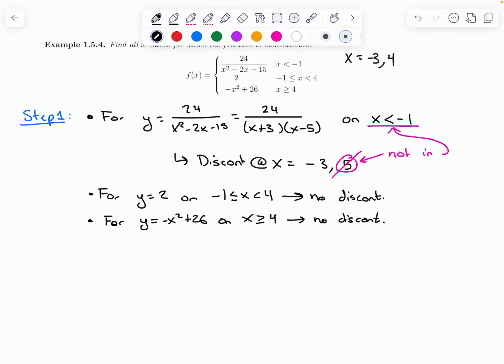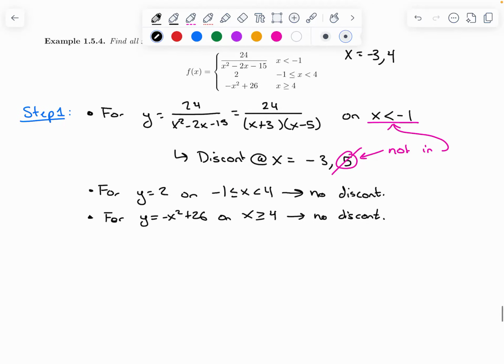So from looking at each part holistically, only one discontinuity has arisen, -3. The other pieces are continuous on everything, so they are continuous on their domain restrictions as well. That's step one, looking at the pieces. Now we're going to look at the places where the pieces connect and make sure they work out nicely.